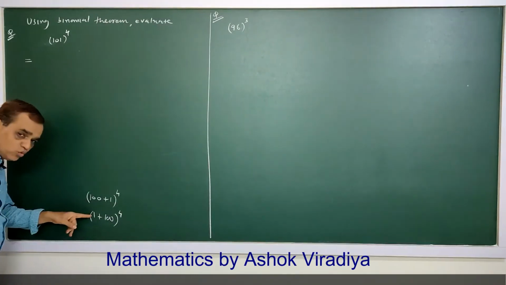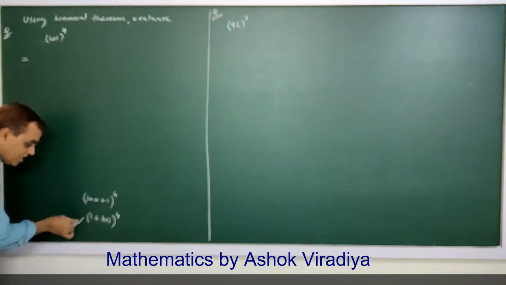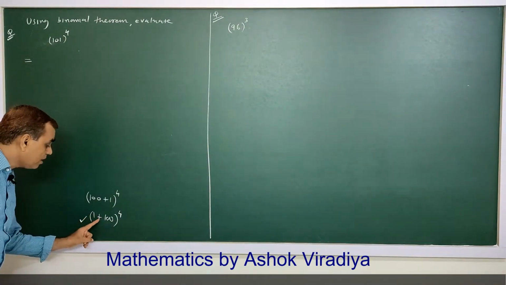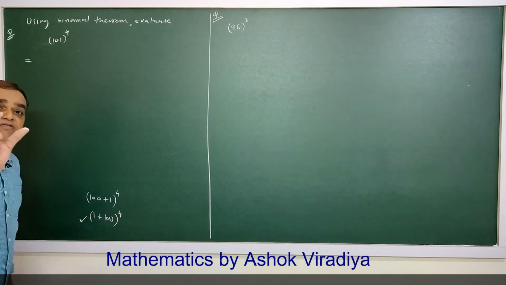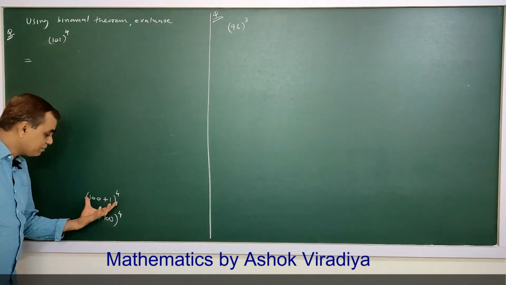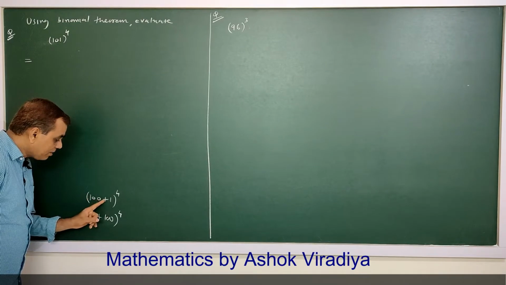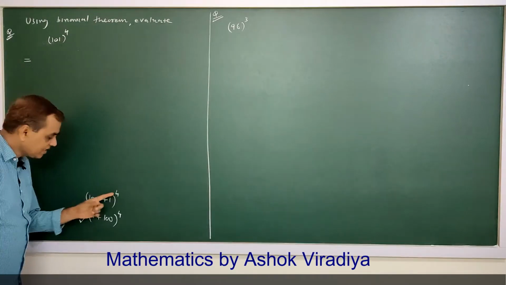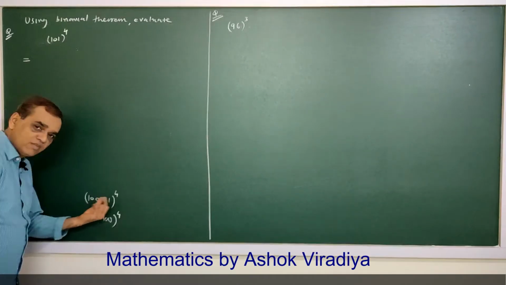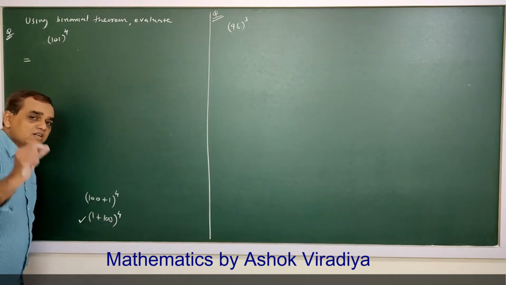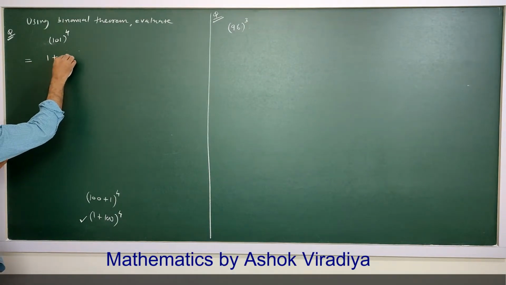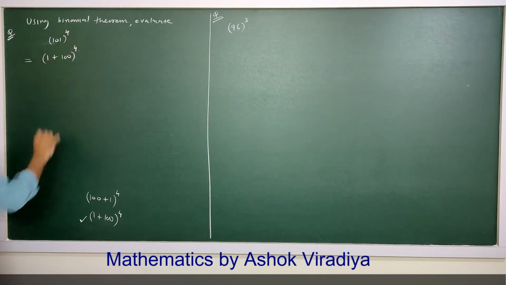But from these two, we shall choose this expression, because we can apply (1 plus x) raised to n, which is the more convenient form of the binomial theorem. If you choose the other expression, then you have to use (a plus b) raised to n, where a is 100 and b is 1. But instead of that a b form, (1 plus x) raised to n is more convenient. So this can be expressed as (1 plus 100) raised to 4.